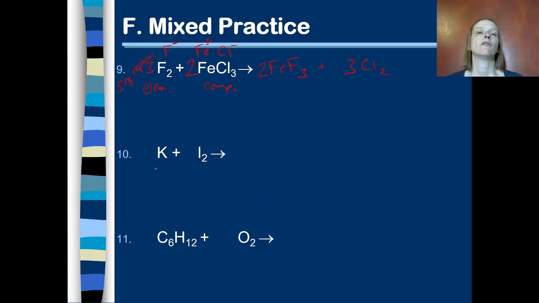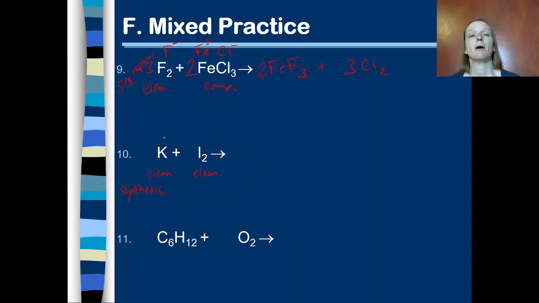Here I have an element plus an element. So in this case, you're expecting this to be a synthesis reaction. If I give you element plus element for you to predict the products, then it's going to be a synthesis reaction.